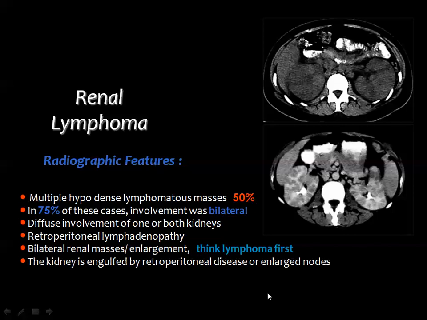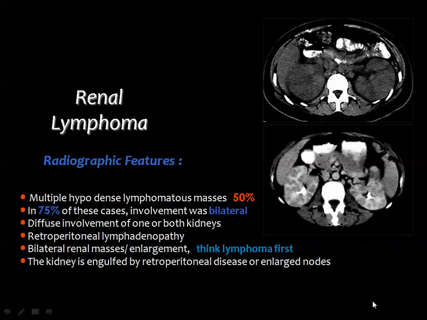Then the radiologic feature of lymphoma in most of the cases is that you have multiple hypodense less enhancing lesions compared to the enhancement of the normal renal parenchyma. The involvement is usually bilateral in about 75% of cases, and the result is diffuse bilateral enlargement of the kidneys. This is the pre-contrast and this is after contrast.